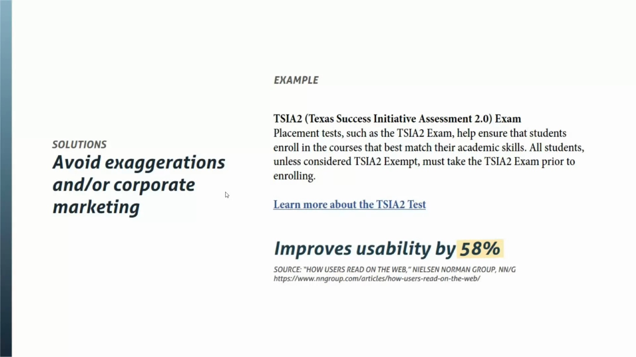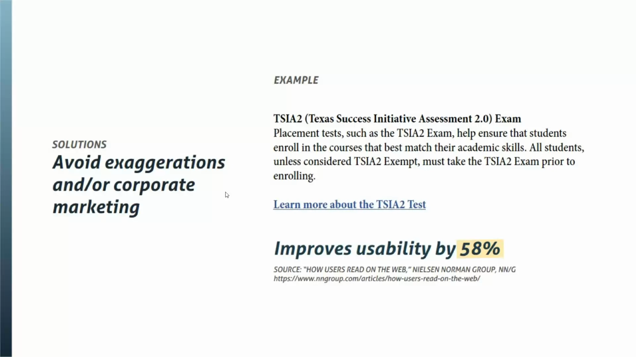And so when we avoid exaggerations and when we use clear subheads, we are actually increasing the usability of the content again by 58%. And so it really becomes an important piece when you're thinking about the content on your site: how clear is it, and how much does it make sense when you are searching for something, right?